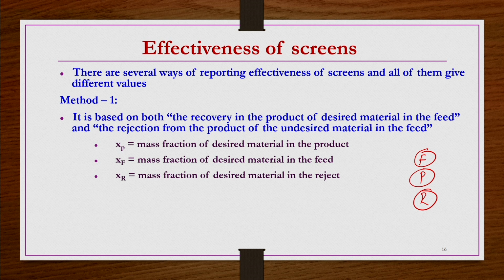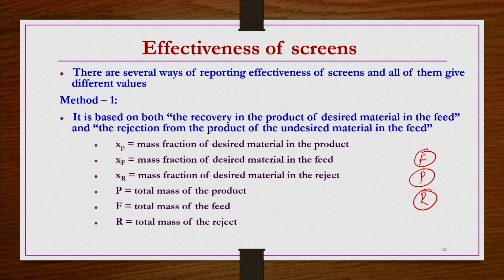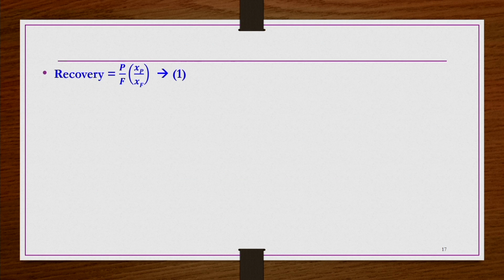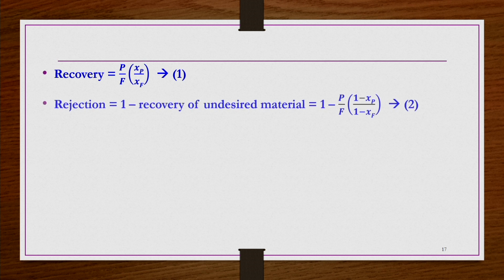This 400 to 500 microns I have taken as a reference in order to explain, the desired size of the particle could be anything, right. Now here P is the total mass of the product, F is the total mass of the feed, and R is the total mass of the reject. So, recovery should be P by F multiplied by XP by XF. Then rejection should be 1 minus recovery of undesired material. So, that should be 1 minus P by F multiplied by 1 minus XP by 1 minus XF.